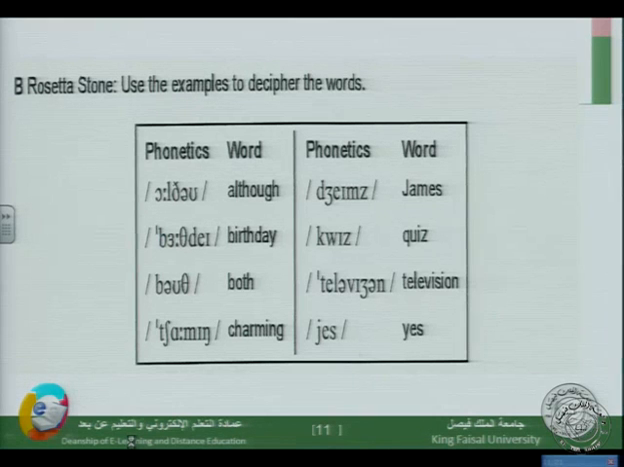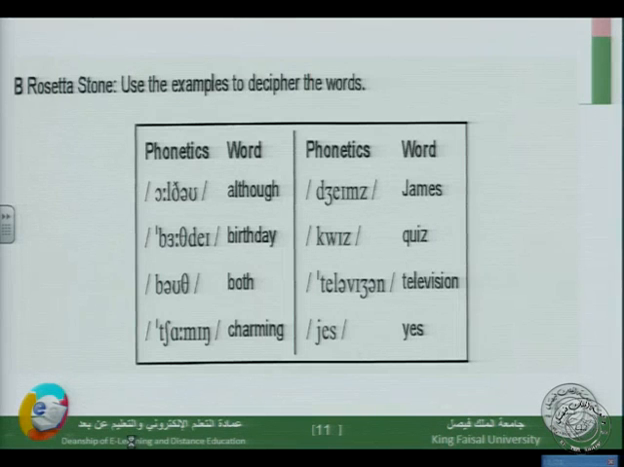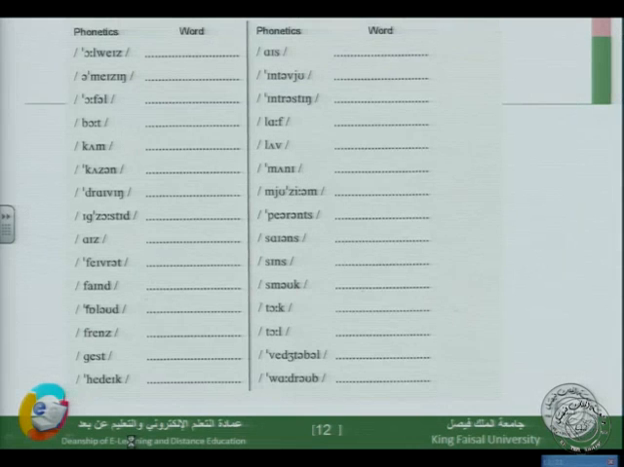Here we have more examples, more transcriptions. And here I'm asking you just to do the same as we have just done. For example, the first one.